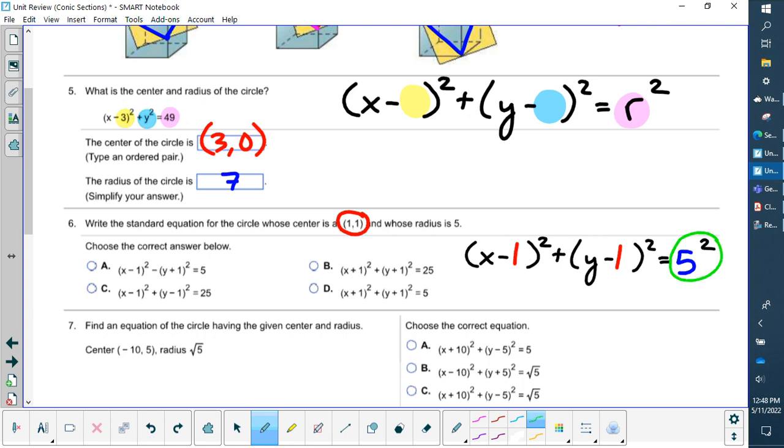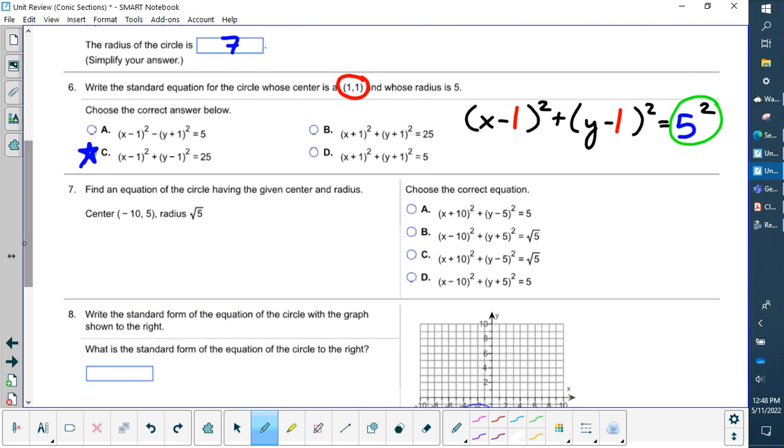So I already know that D and A are out. They probably put these in here just to trick you. And so I know it's got to be either C or B, and the one that has subtraction in it is C. So correct answer is C.